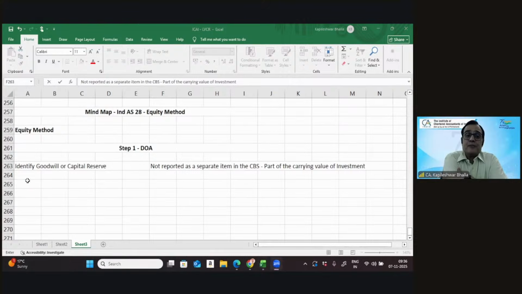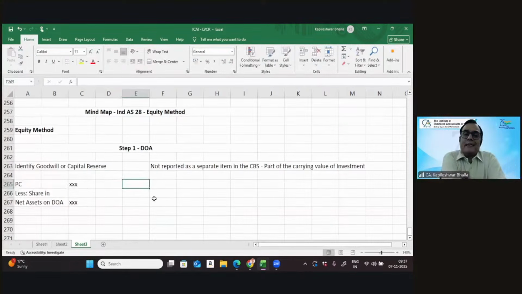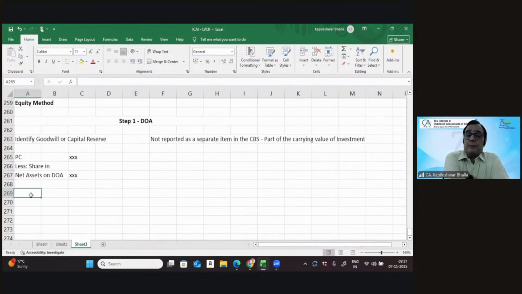That's wonderful indeed. Now, when you calculate the goodwill or capital reserve, you need to compare the purchase consideration with the share in net assets on the date of acquisition. And remember, when you take the share in the net assets on the date of acquisition, you need to get the net assets at a fair value. So it is quite a similar exercise to what you do in terms of 110, but you need to compare the PC versus the share in the net assets at a fair value and then get the goodwill. This is what you need to do, step number one.